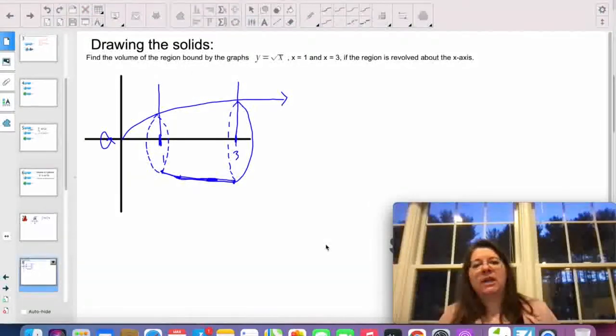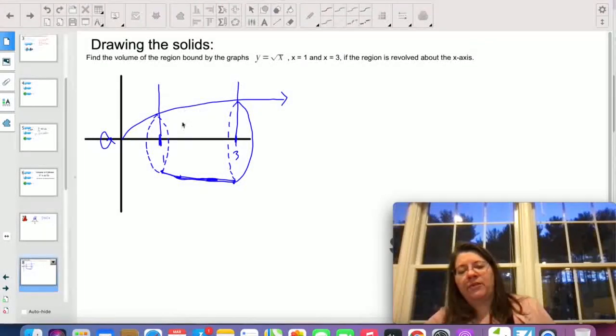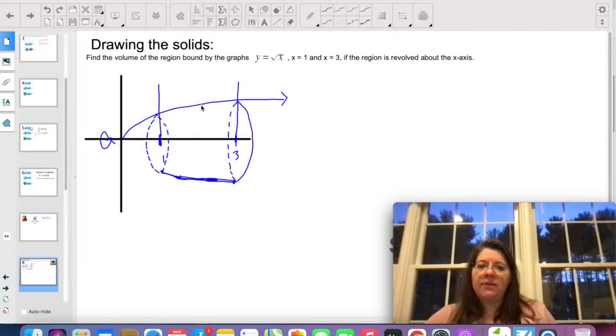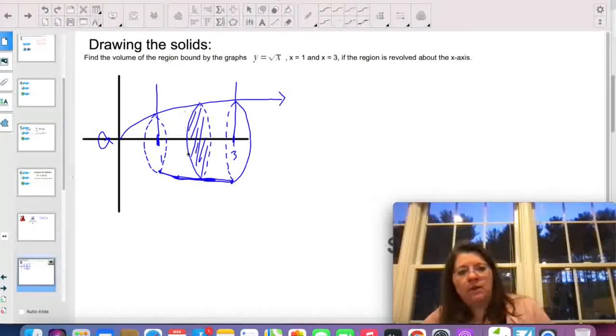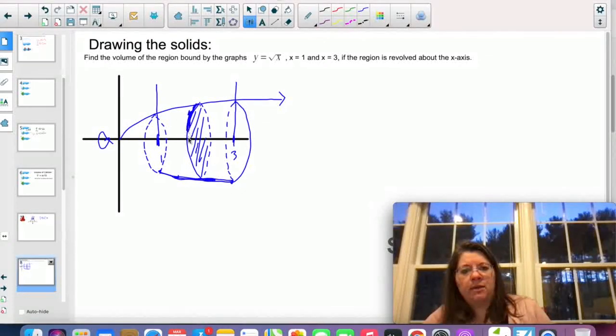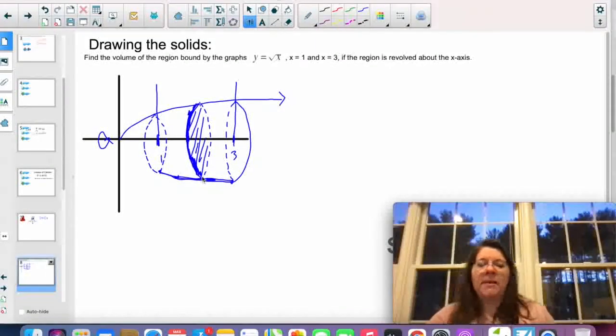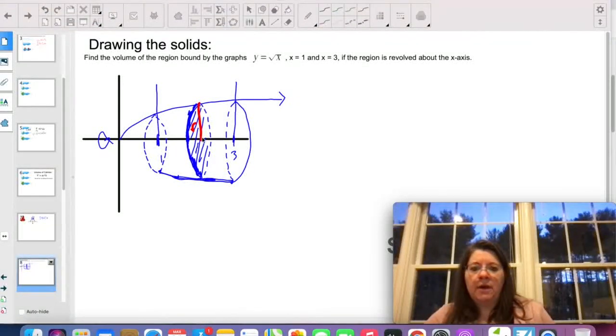Then I'm going to show that rotation by drawing some circular shapes on either end. And by doing that, you can kind of visualize what this thing is going to look like. So if we're talking about one of the discs in the middle of this thing, it's going to look something like this. So here is one of the little discs. I'll draw it so that it has a little bit of thickness there. So that thickness would be my dx. Remember, my radius goes from the function down to the axis of rotation. So I've drawn my radius in red there.